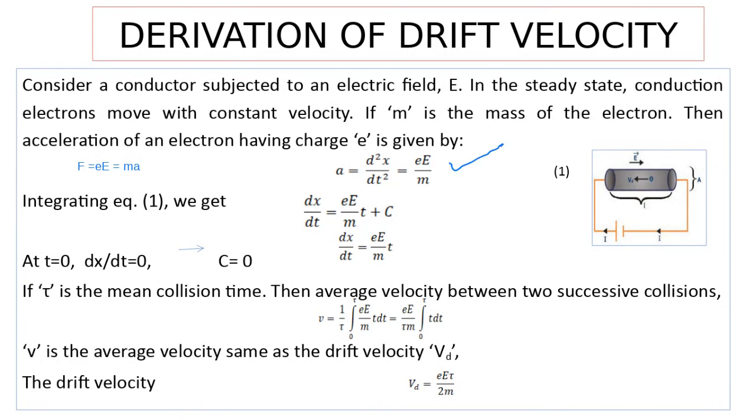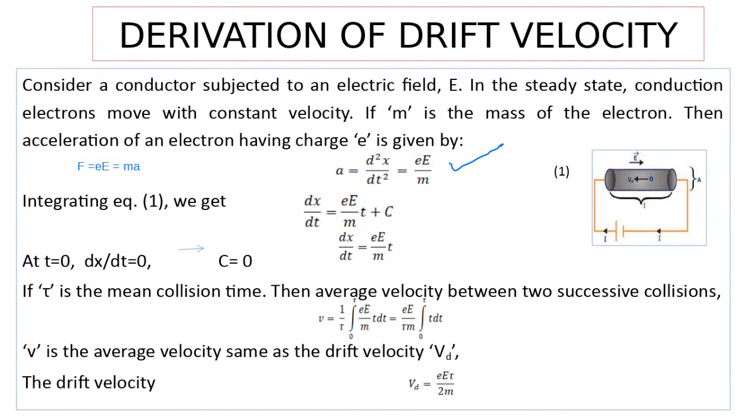This is the expression given by equation number 1: a is equal to small e capital E by m, where m is the mass of the electron. So this much acceleration is experienced by the electron under the electric field. And we want to find the formula for velocity, so we are integrating this equation.